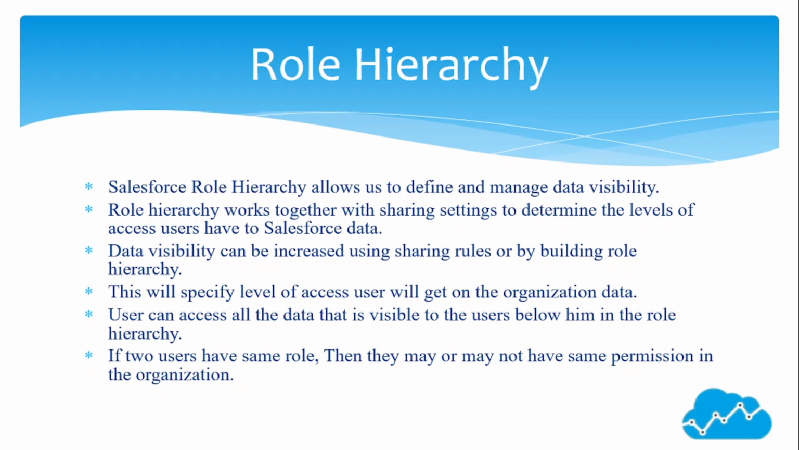Data visibility can be increased using sharing rules or by building a role hierarchy. This will specify the level of access users will get on the organization data. A user can access all the data that is visible to the users below him in the role hierarchy. If two users have the same role, then they may or may not have the same permission in the organization.